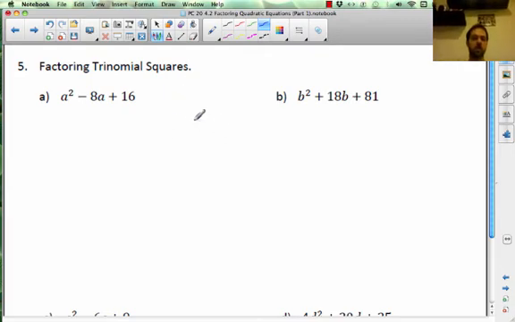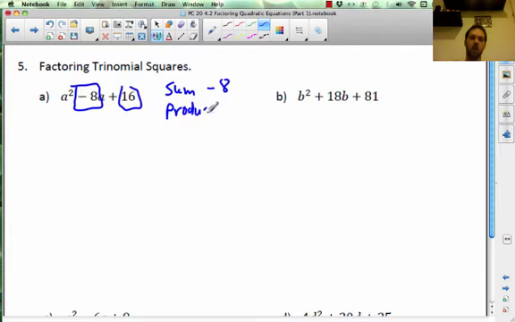Factoring trinomial squares. This is a little trickier. As I tried to point out earlier, we want to use the sum and product method. That means that this coefficient here is going to be our sum. The sum is always on the linear term, and this is going to be our product, and the product is always the constant term. So basically what we need to do is find two numbers that add up to minus 8 and multiply together to give you 16.